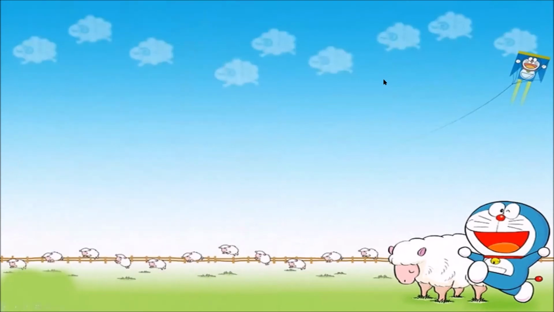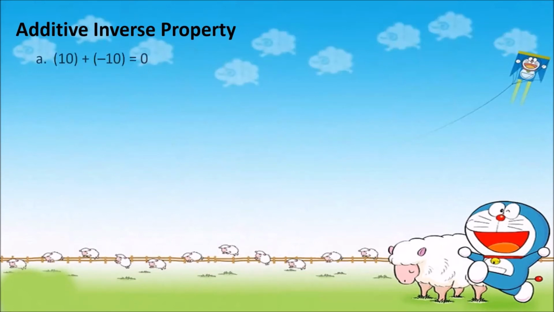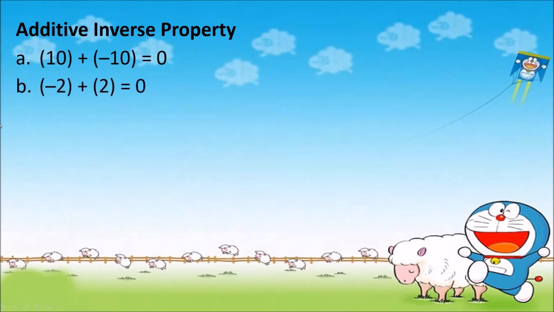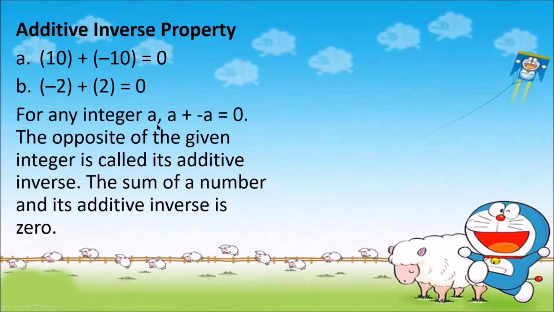Next property is called the additive inverse. Once in-add natin ang dalawang opposite number, ang sum is always equal to 0. Positive 10 plus negative 10 is equal to 0. Negative 2 plus positive 2 is equal to 0. Therefore, for any a, a plus negative a is equal to 0. The opposite of the given integer is called its additive inverse, and the sum of a number and its additive inverse is 0. So, this is called additive inverse property.